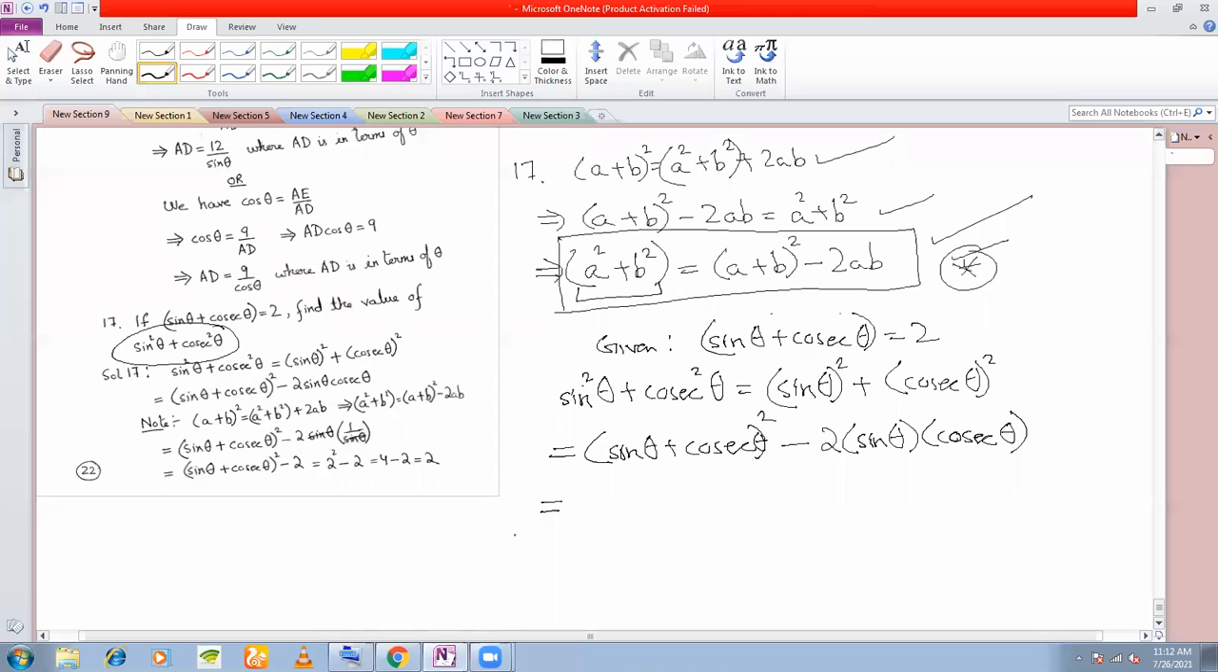So now what is the value of sine theta plus cosec theta given? It is given to be 2. So put the value 2 square minus, and the product of this is how much? These are reciprocal relations. So this is 2 into 1. Or you can do it this way also. You can write cosec as 1 by sine, as I have done here. So this is your answer.